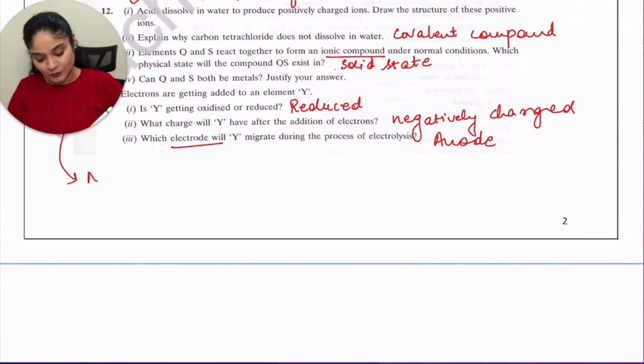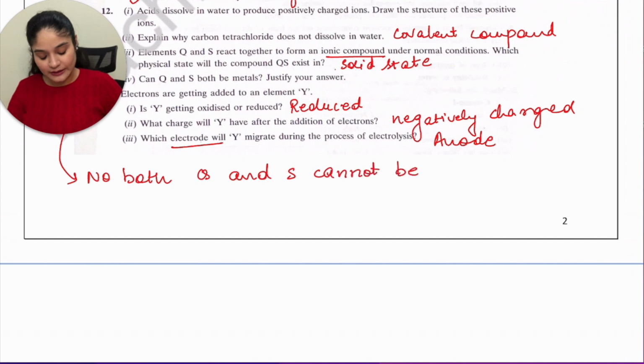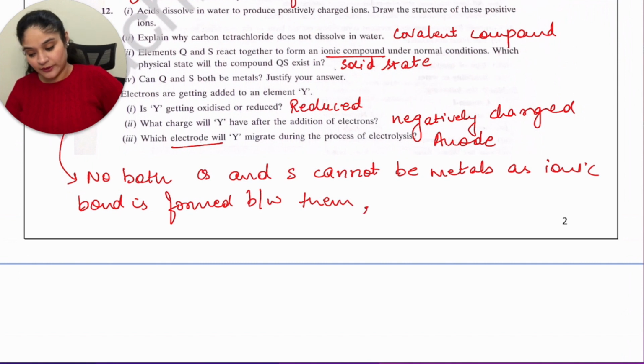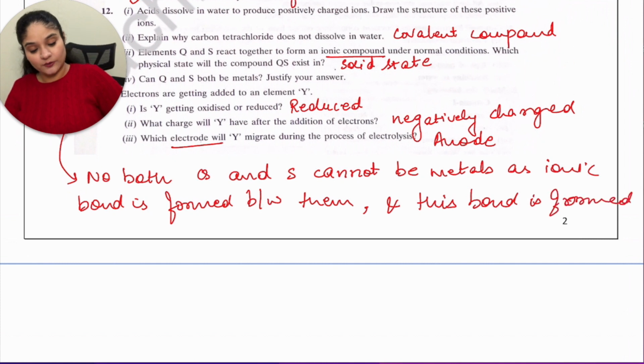So the answer is no. Both Q and S cannot be metals as ionic bond is formed between them, comma, then you can say, and this bond is formed between metals and non-metals.